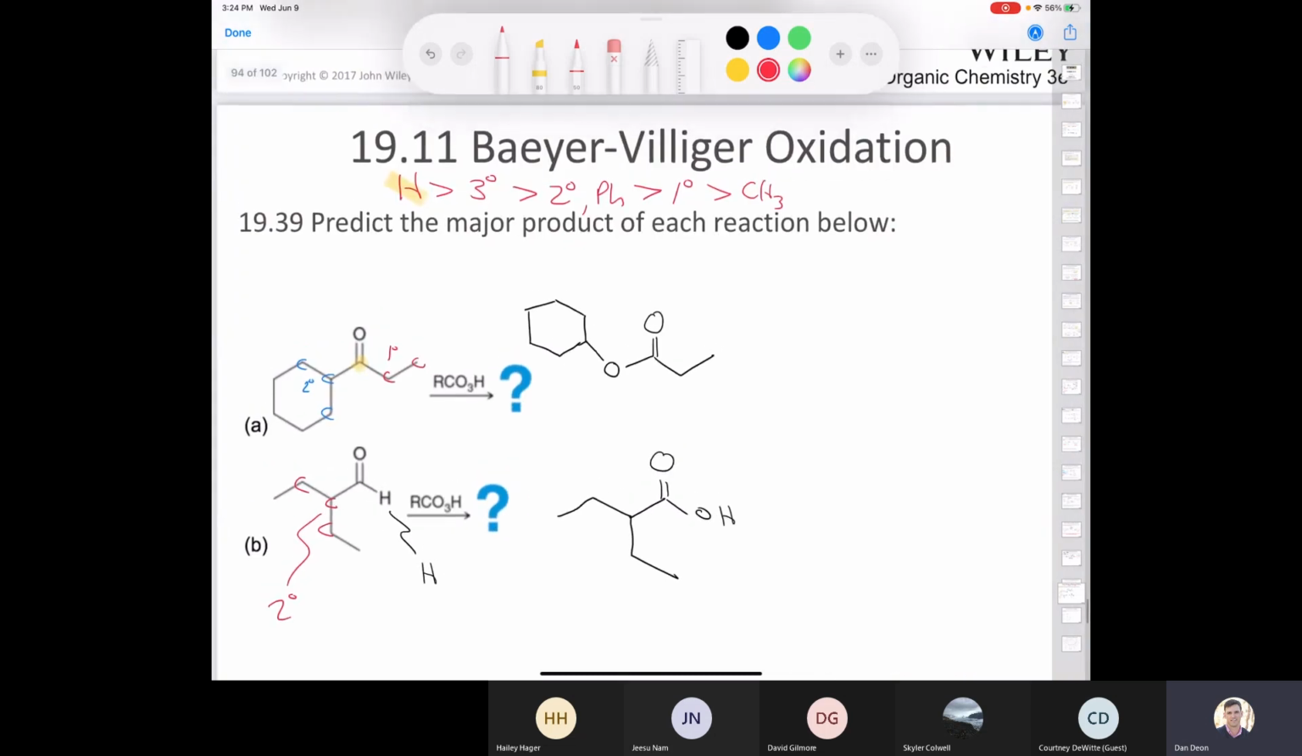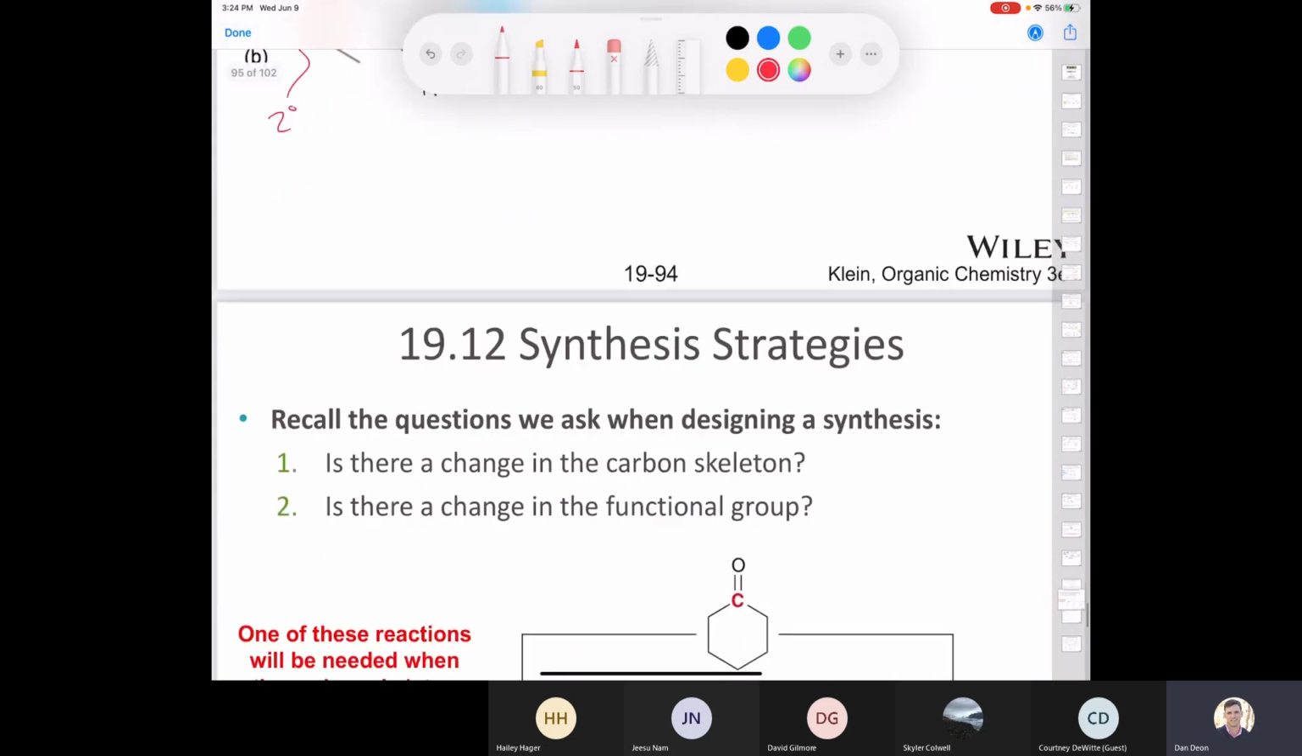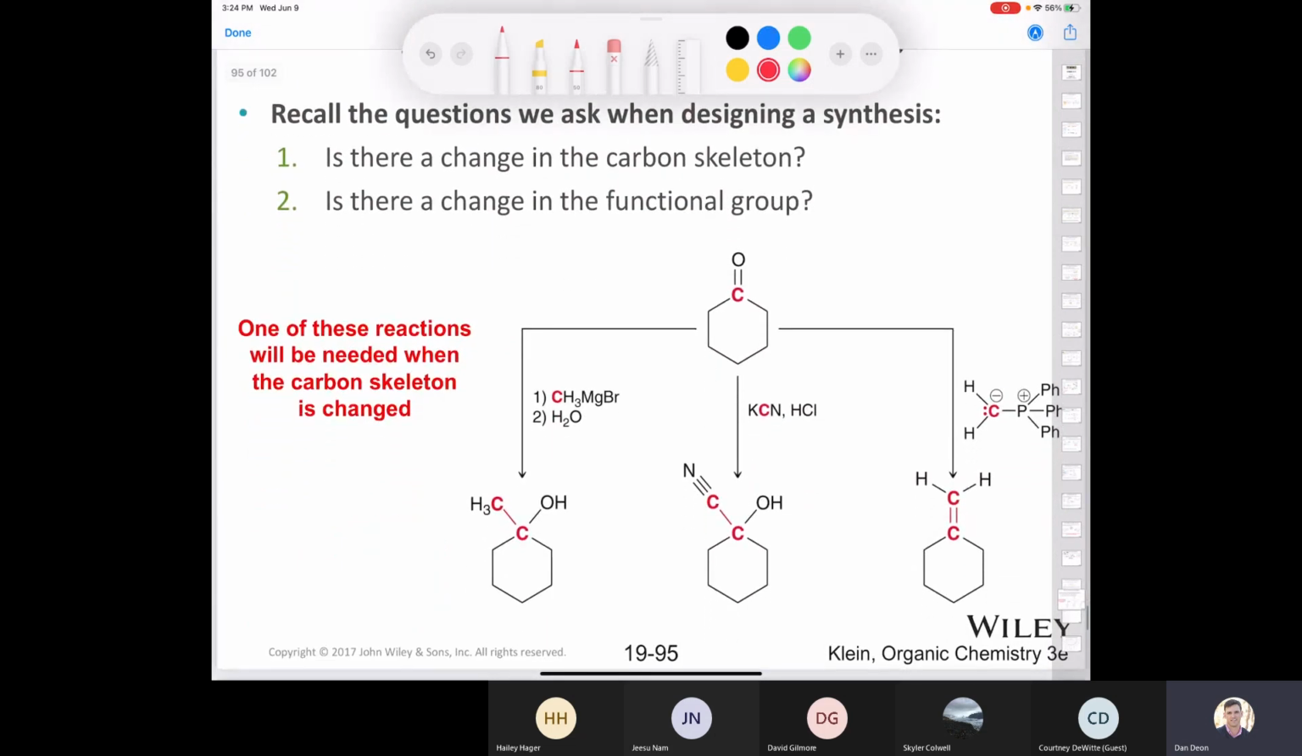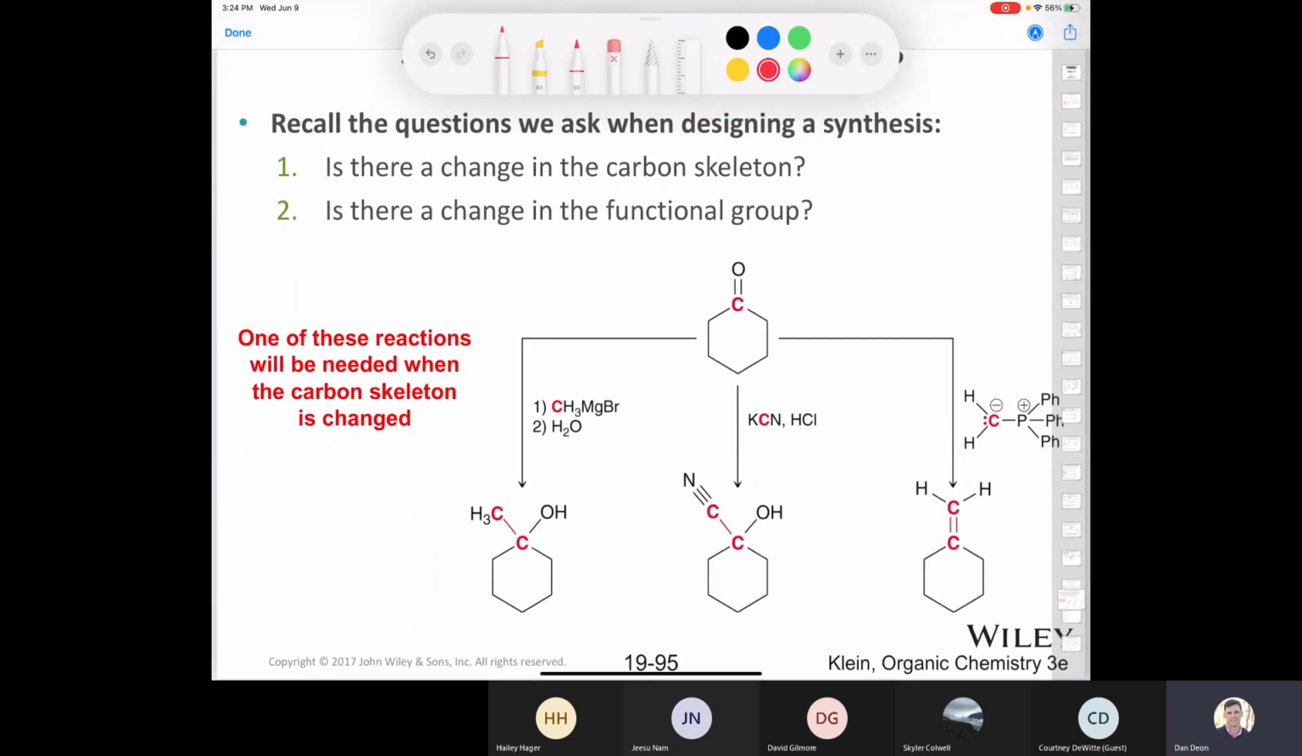Those are all the new reactions for chapter 19. If you take a look at synthesis strategies, there are so many questions that we can ask ourselves now at this point in organic chemistry too. Have we made a change to the carbon skeleton? Are we increasing the number of carbons? Are we decreasing the number of carbons? What about functional groups?